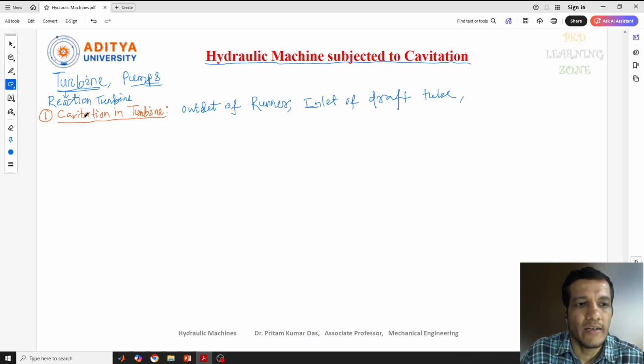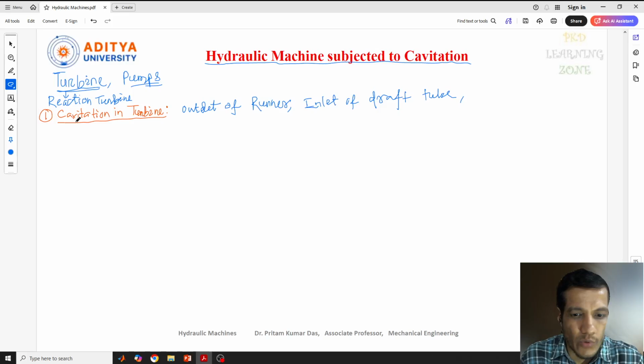What is the problem if cavitation arises? Our efficiency is going to decrease. How this cavitation is formed and how to avoid it, I already told you in the last class. Here I'll just tell you how to avoid it if cavitation is formed and how we can identify at which position the cavitation forms.